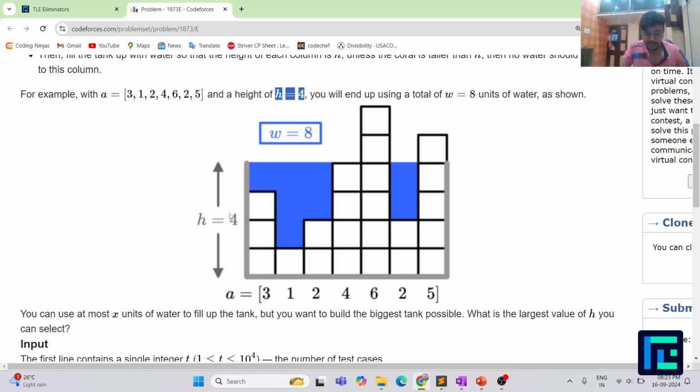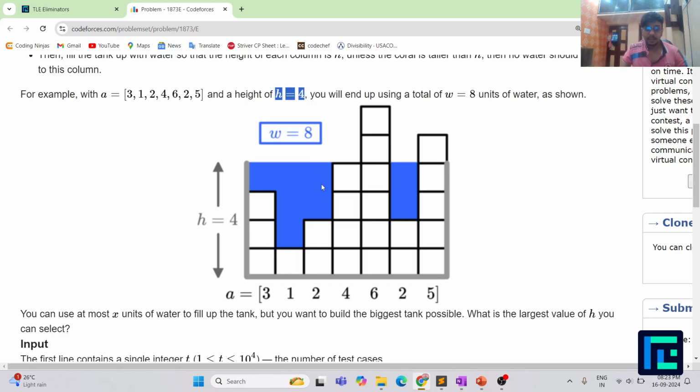Because the height of the tank is 4. Similarly, above 1 you have 3 units of water, above 2 you have 2 units of water, above 4 you will not have any water because the height of the tank is 4. Similarly, for height 6 you have no water, for height 2 you have 2 units of water, and above height 5 you don't have any water. So the total units of water required when you decide that the height of the tank is 4 is 8. If you simply sum up these values, 1 plus 3 plus 2 plus 2, it comes out to be 8.